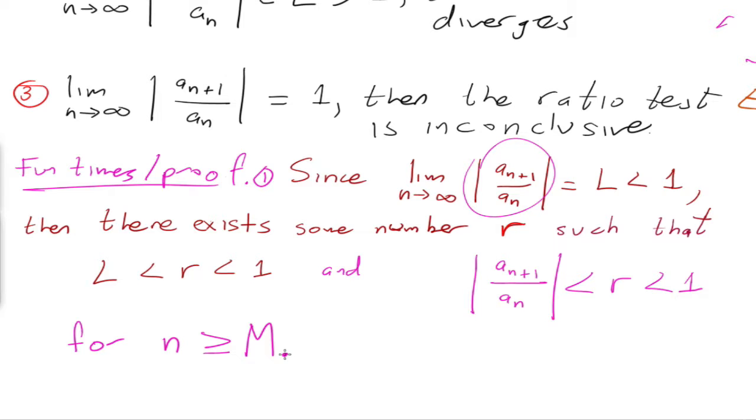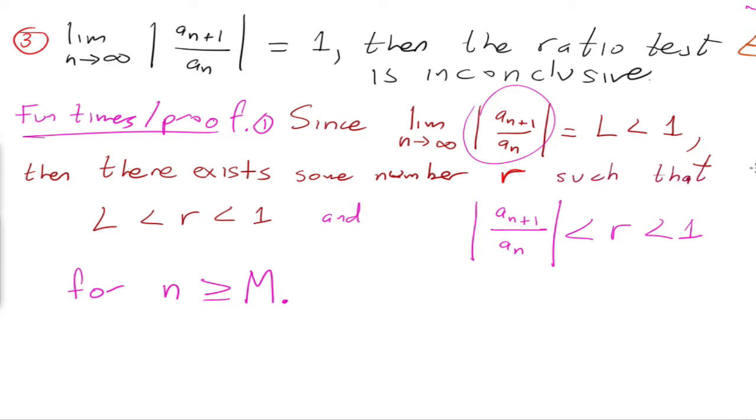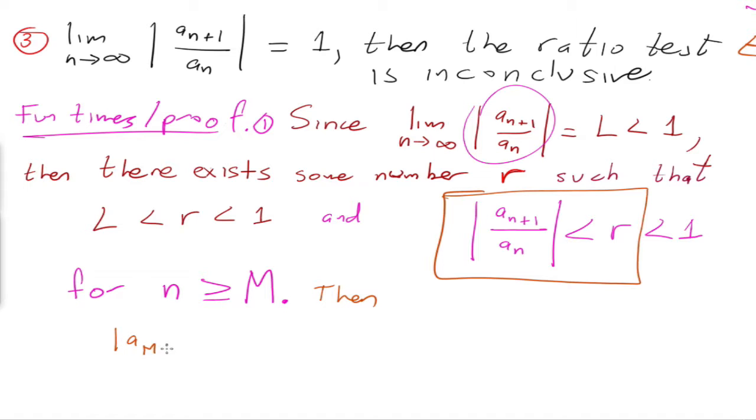Yes? Okay. So then notice that if I just use this right here, then I have that the absolute value of a sub m plus 1 is less than what? A sub m times r, right?